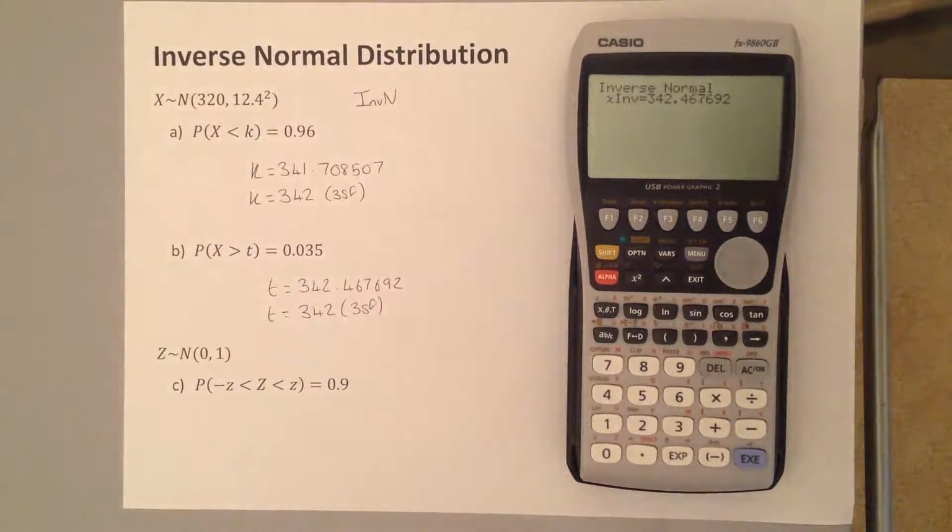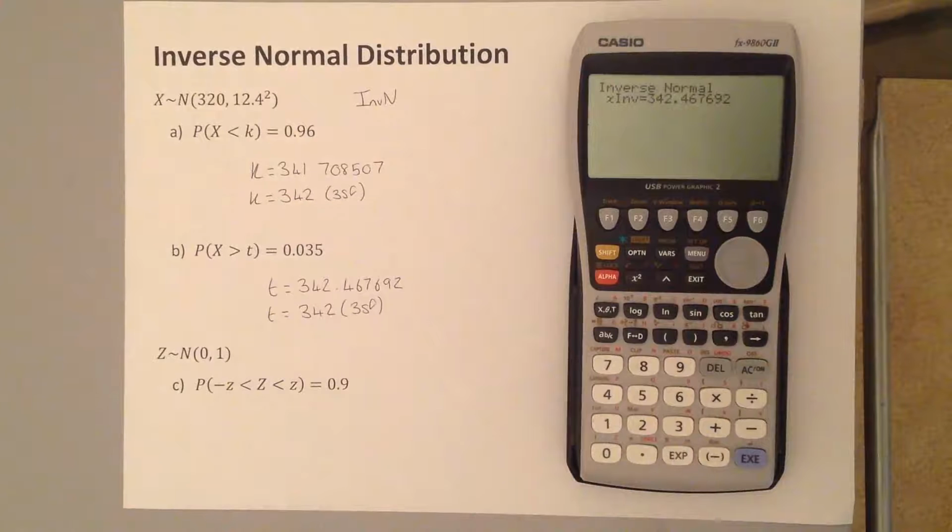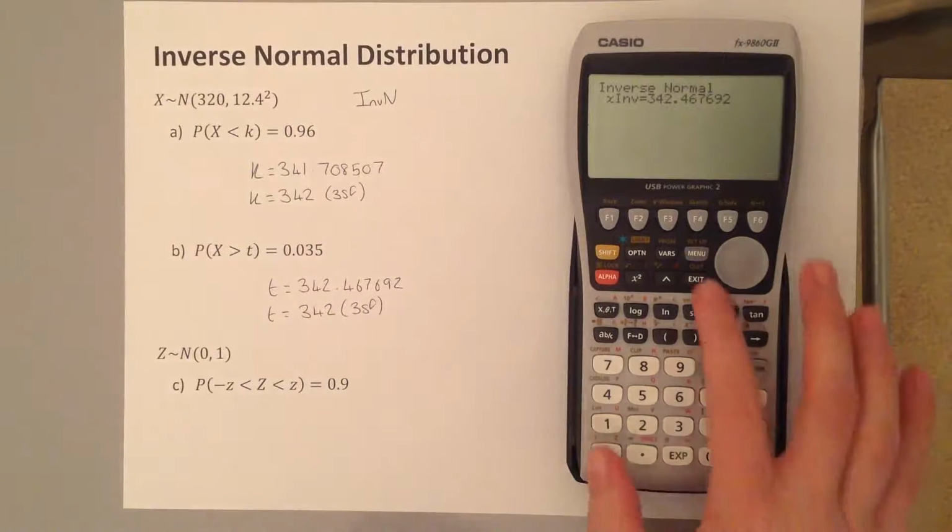Now, often when you're using the inverse normal distribution, instead of dealing with an x where you know the mean and standard deviation, you've often got a question where one of those is missing. If that's the case, then you need to do all your answers in terms of z. So z is the standard normal distribution where the mean is 0 and the standard deviation is 1.